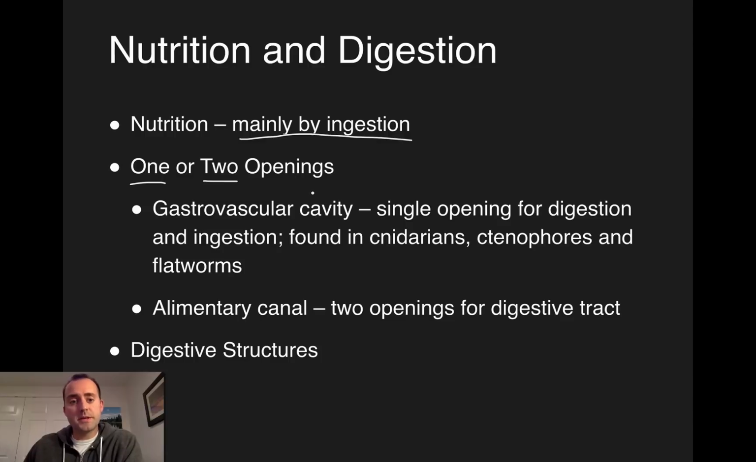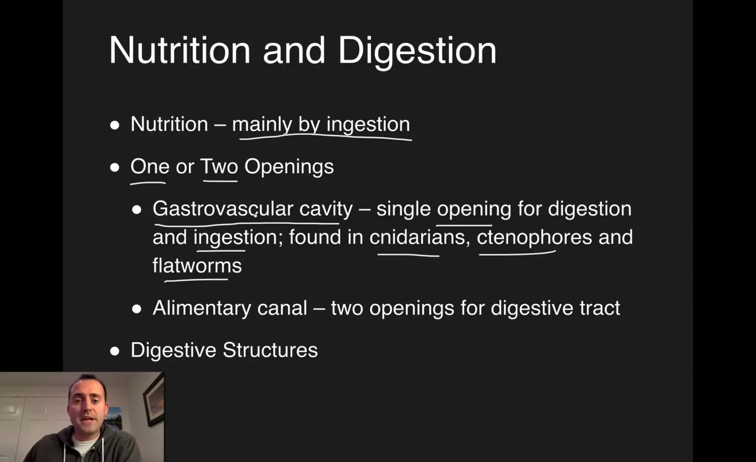Obviously, we have two openings, but there are some organisms that have what's called a gastrovascular cavity, where it's a single opening for digestion and ingestion, and then there's also the same opening for getting rid of waste. So basically food comes in that opening, it sits in a little cavity, it gets digested by digestive enzymes, and then anything that's not digested leaves out that same cavity. We see this in cnidarians, ctenophores, and flatworms. All are organisms with only one opening.